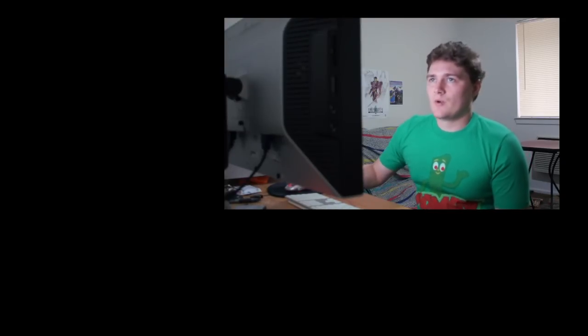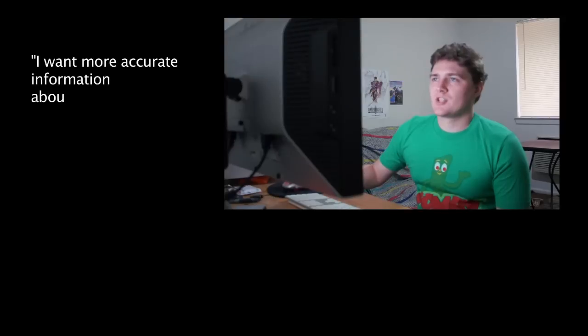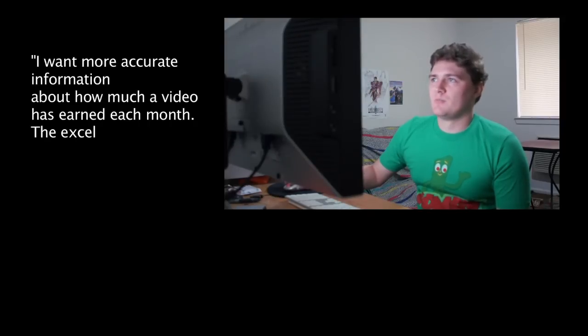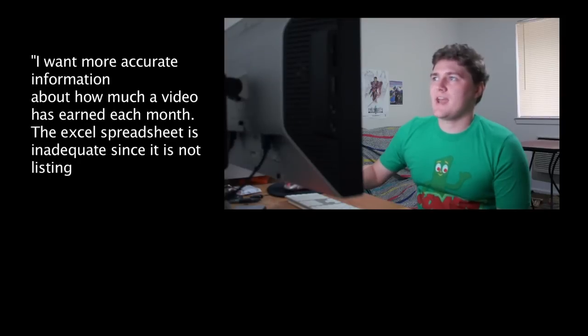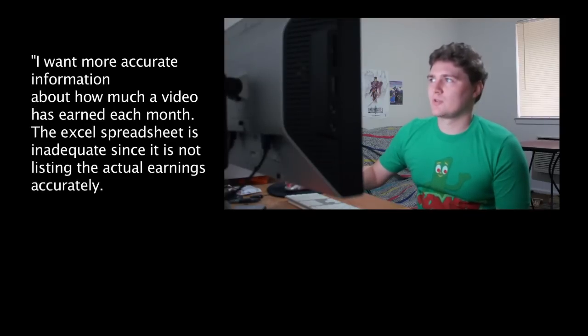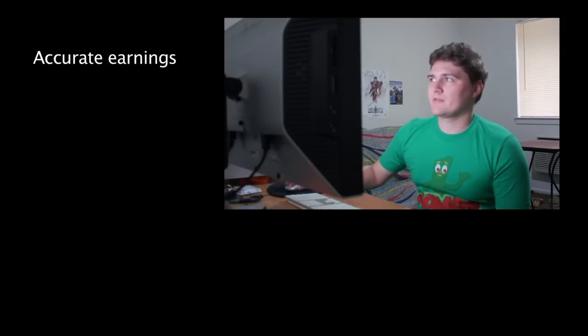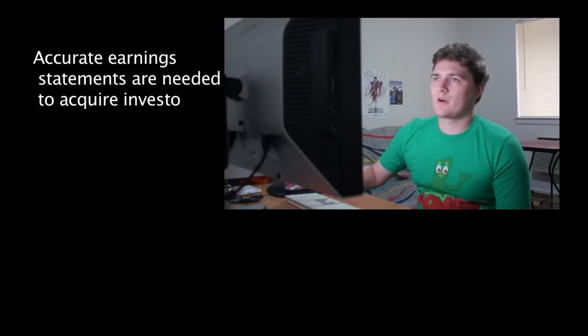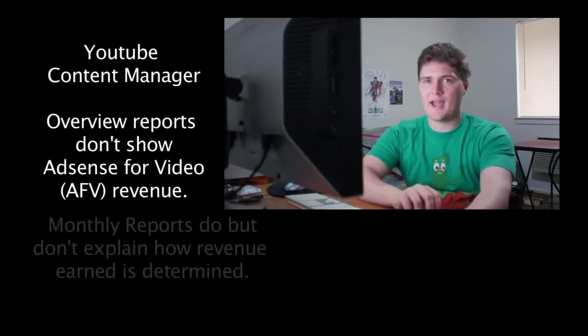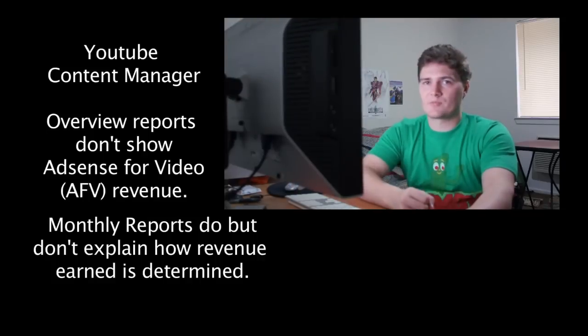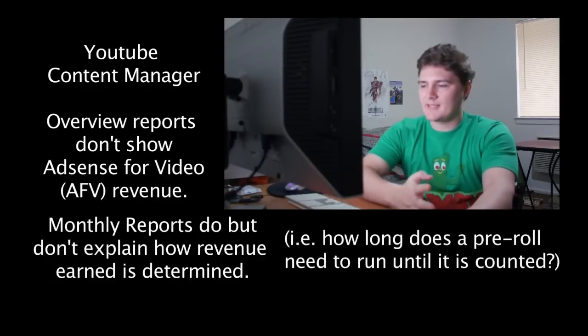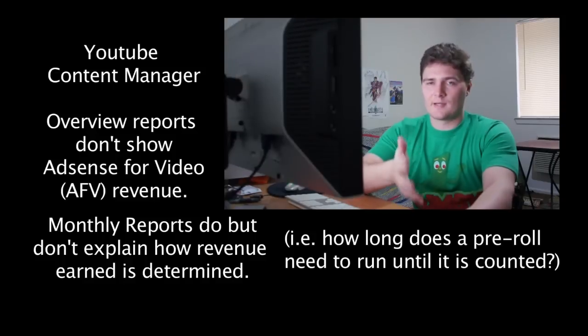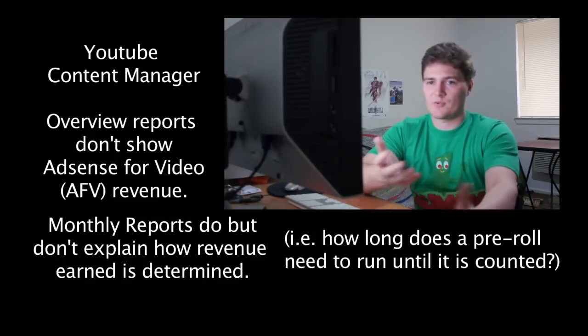So idea number one is, I want more accurate information about how much a video has earned each month. The Excel spreadsheet is inadequate because it is not listing the actual earnings accurately. Accurate earning statements are needed to acquire investors for my shows. What I mean is that there are certain types of ads which are not appearing in the spreadsheets. Off the top of my head, I cannot remember which type of ads don't appear, but Google itself admits that these don't appear in your spreadsheet.